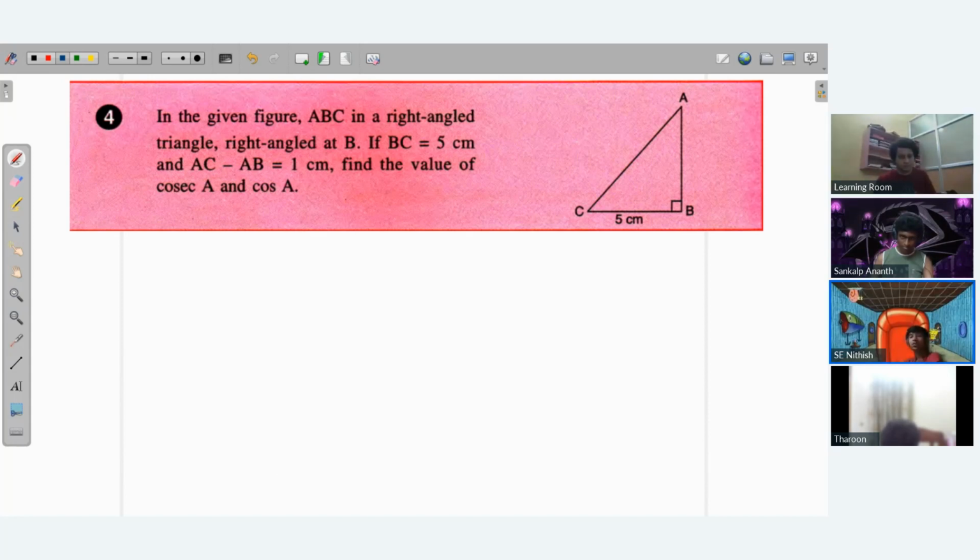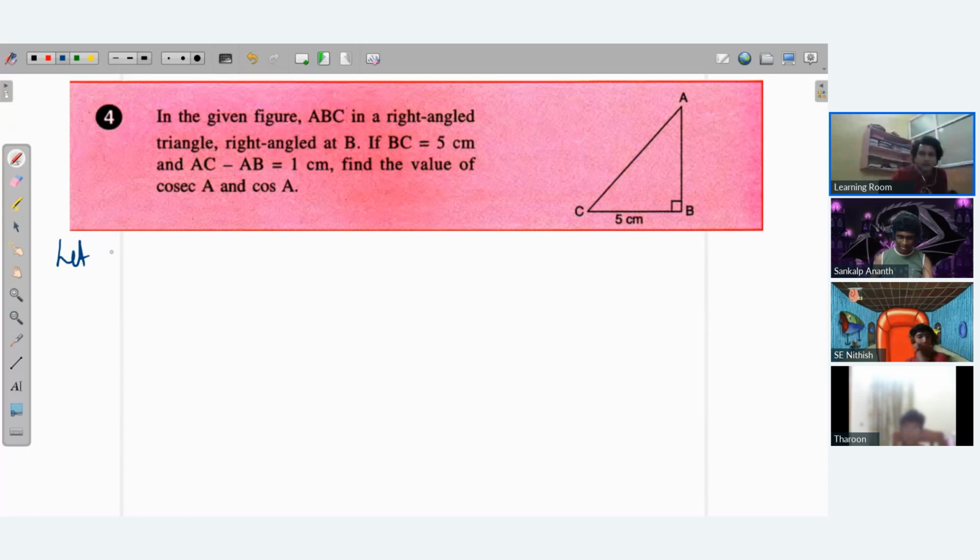Just have to assume one of those. If one side is 5 centimeters, then the other two have to be 3 and 4. But then the hypotenuse has to be the biggest line, so it won't be cut. 6 and 7. Okay, so let's see.